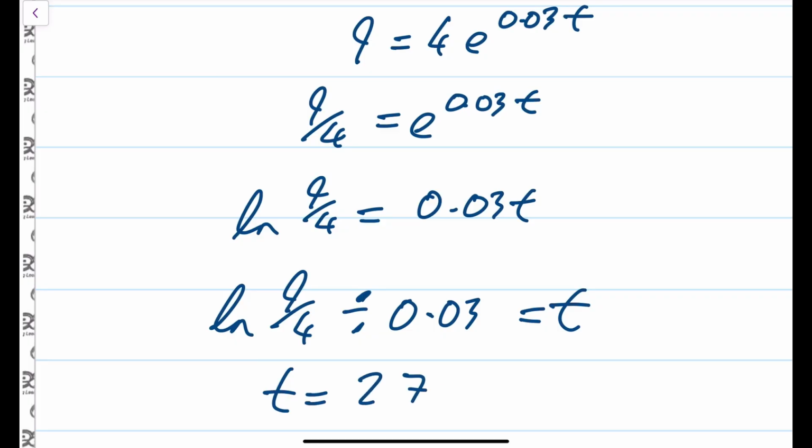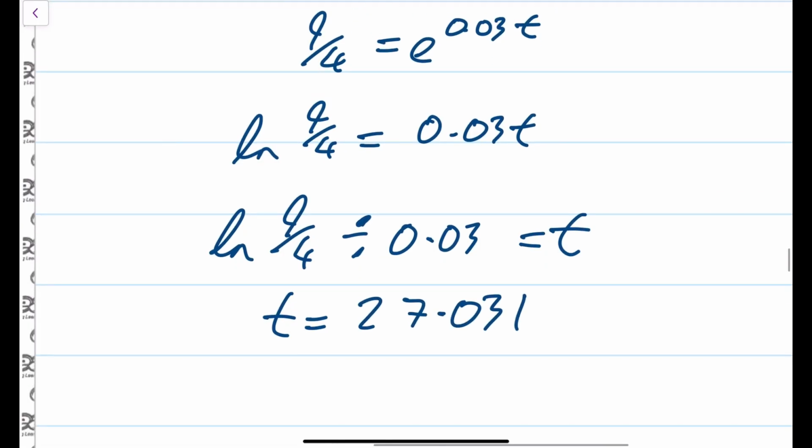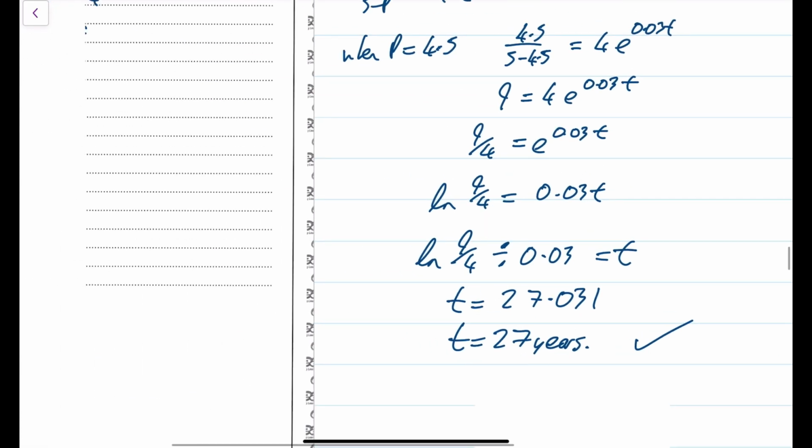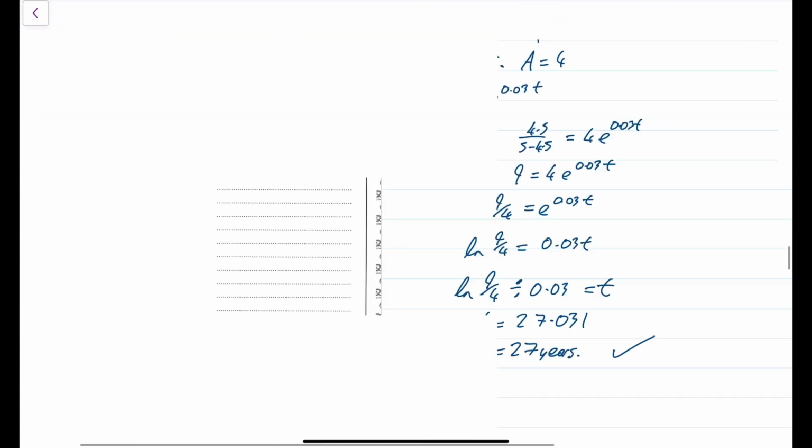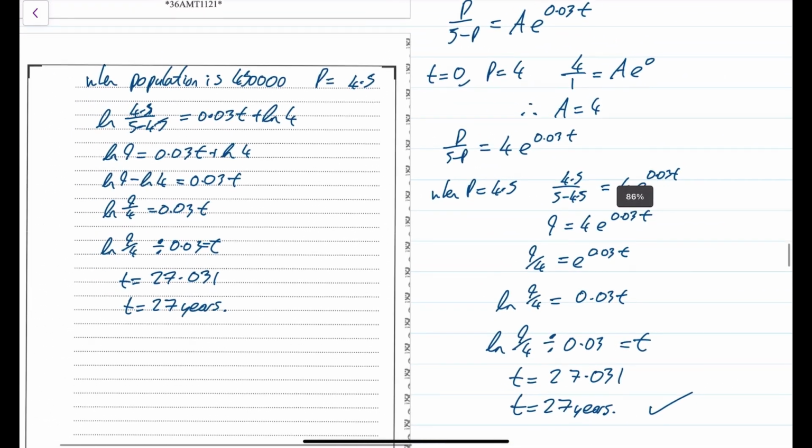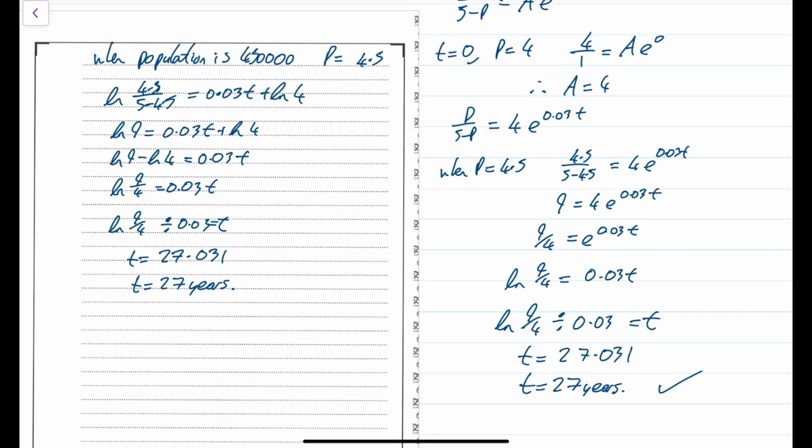So again, 27.031. So t is equal to 27 years. Now, probably a bit longer, the method that I prefer, but that's still the one I prefer. There we go. And you can sort of see them side by side. You can see a lot of the similar bits there. So that's why you're getting the same numbers.